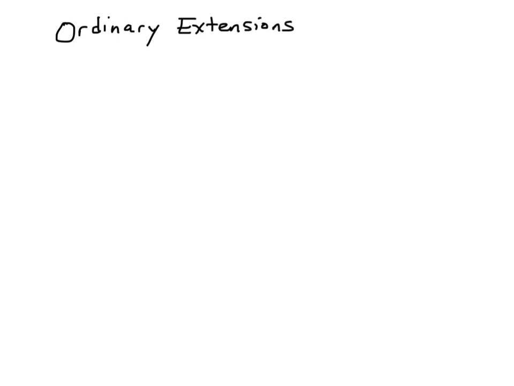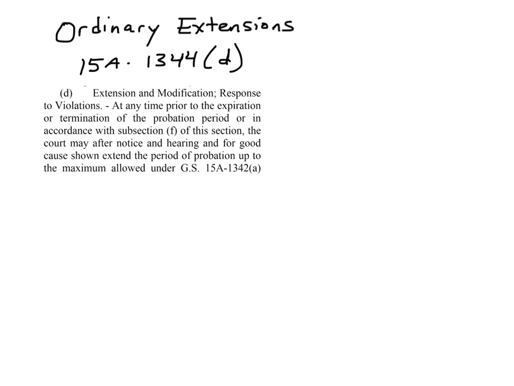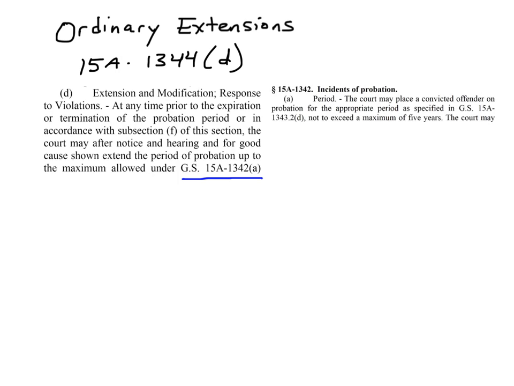Ordinary extensions are described in General Statute 15A-1344(d). Let's go ahead and bring that statute in there. And what you see is that this law allows for an extension of the probation up to the maximum allowed under General Statute 15A-1342(a). And if you look at that statute, what you see is that the maximum period of probation under that can't exceed 5 years.